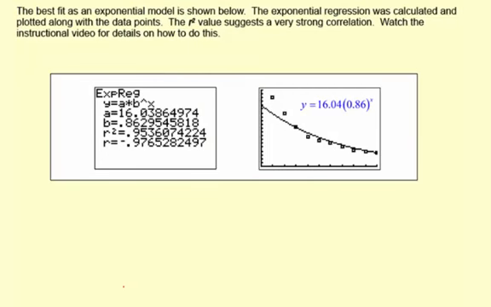The best fit as an exponential model is shown below. The exponential regression was calculated and plotted along with the data points. The R-squared value, or the correlation coefficient, suggests there's a very strong correlation. There's a 0.95 on this one. Watch the instructional video for details on how to do this.